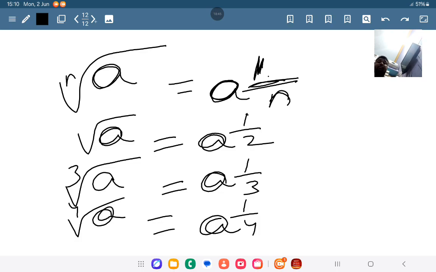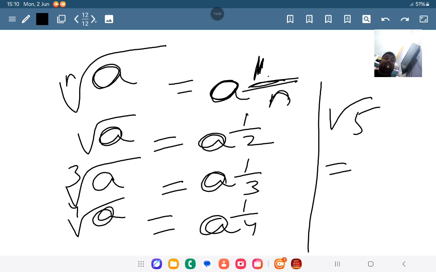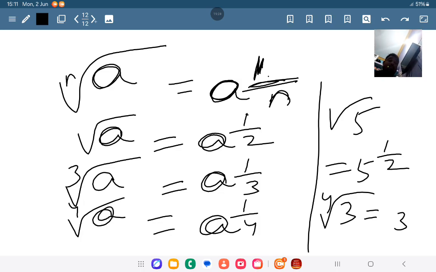A root n is equal to a to the power 1 by n. Root a is equal to a to the power 1 by 2. A root cube is equal to a to the power 1 by 3. A root 4 is equal to a to the power 1 by 4. Like this you can do it. Suppose it's root 5, that is 5 to the power 1 by 2. Suppose it is 3 root 4th, it will be 3 to the power 1 by 4.